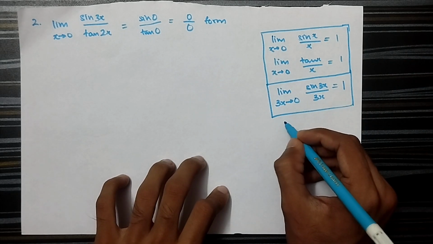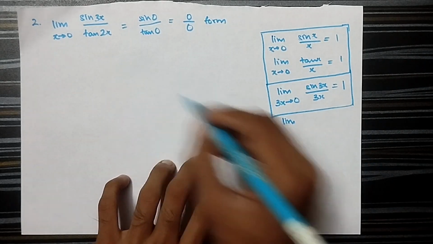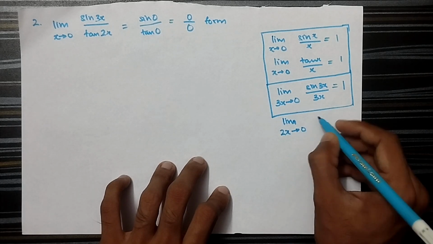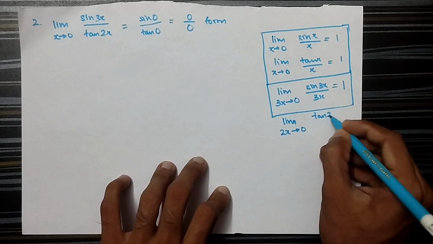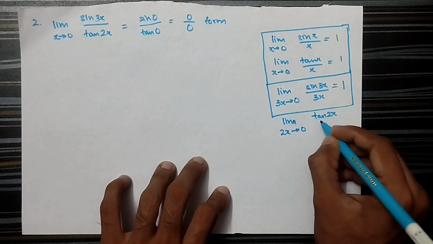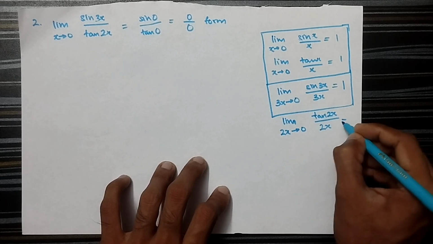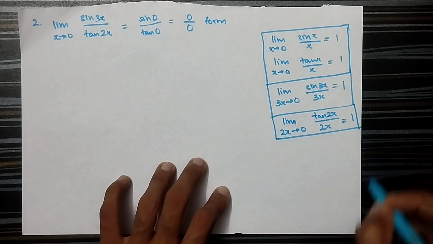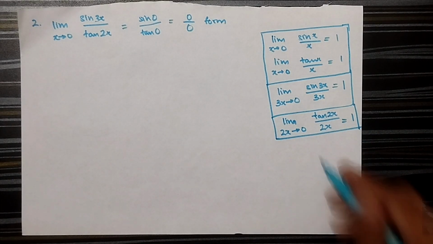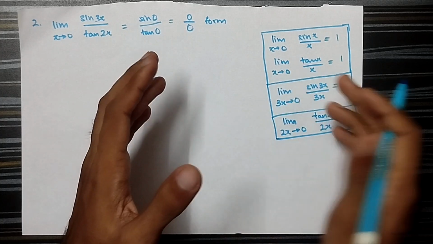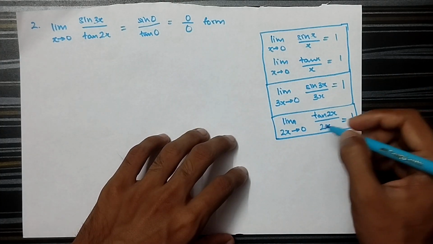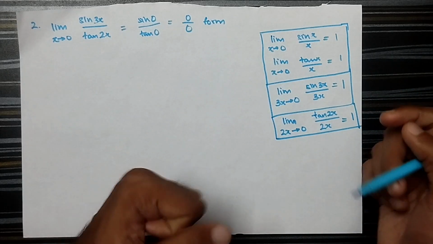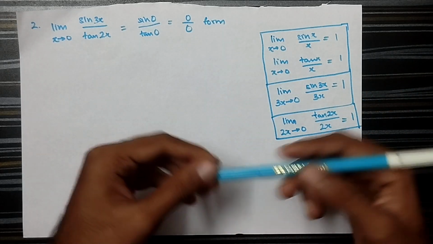In the same case for tan also, here we have 2x, so 2x would be the angle. So limit 2x tends to 0, tan 2x, where 2x is the angle, by 2x, and the answer would be 1. Okay. So here also the angle is 2x. So when the angle tends to 0, for the expression tan angle by angle, the answer is also 1. So with these results, what can we do with this question?